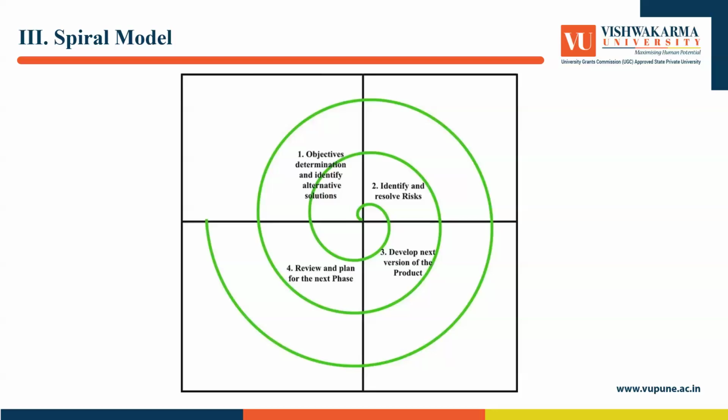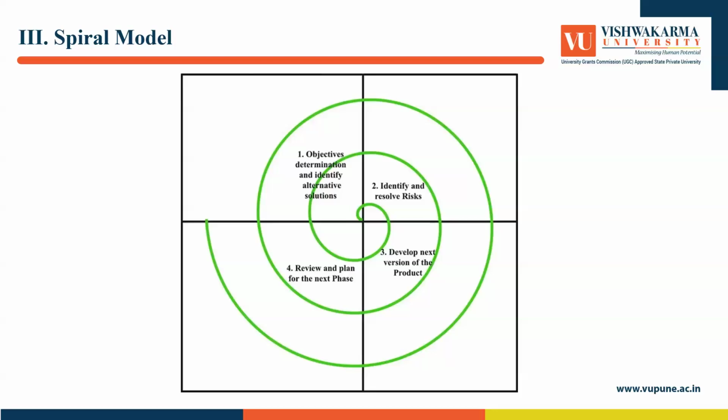There are four phases in the spiral model. First is objective determination and identifying alternatives. It means that requirements are gathered from the customer, and the objectives are identified, elaborated and analyzed at the start of every phase. Then alternative solutions possible for the phase are proposed in this quadrant.